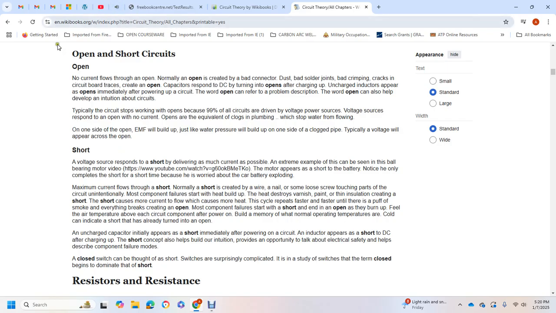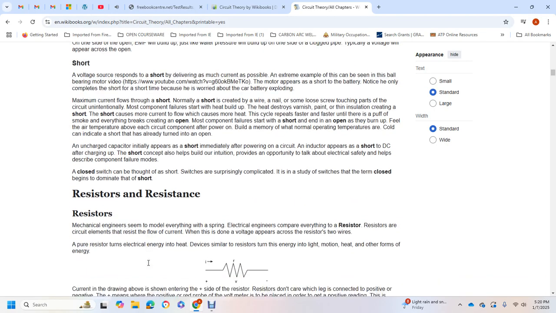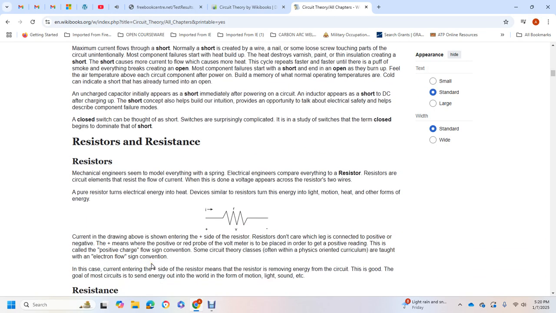A closed switch is a short. Switches are surprisingly complicated to study. Resistors and resistance. Mechanical energy is modeled by storing everything in a spring, while electrical energy is compared to storing everything in the resistor. For the resistor, current flows, voltage appears across the resistor, and two wires appear. Resistors convert electrical energy into heat, and devices similar to the resistor turn the energy into light, motion, heat, and other forms of energy.